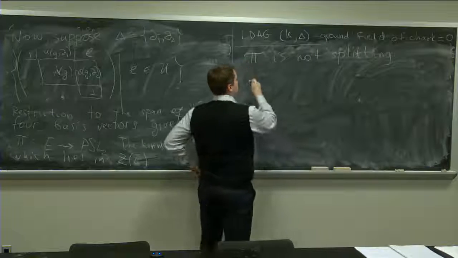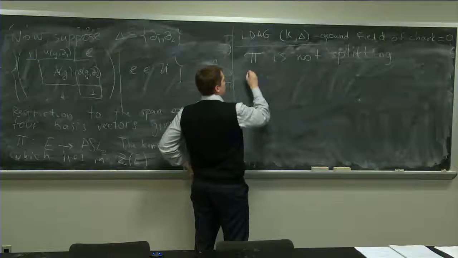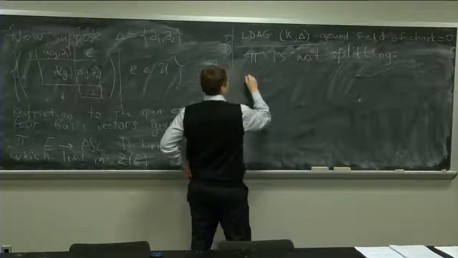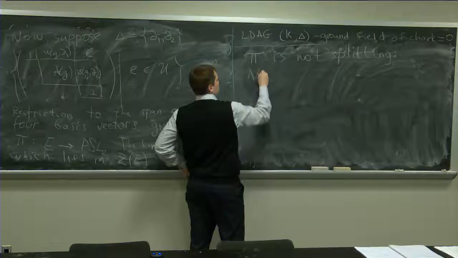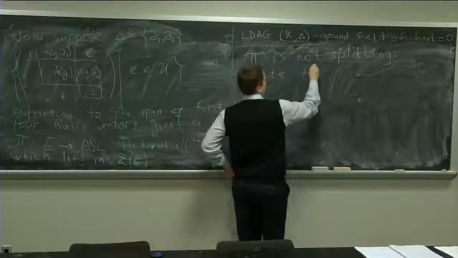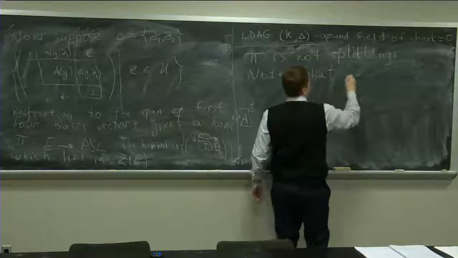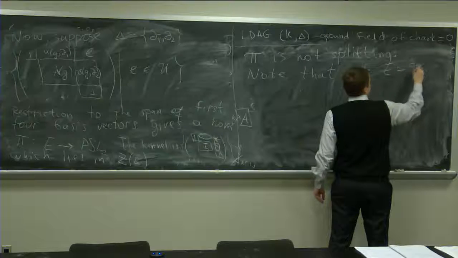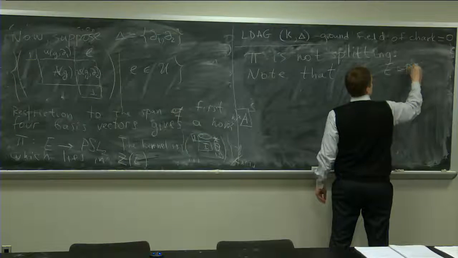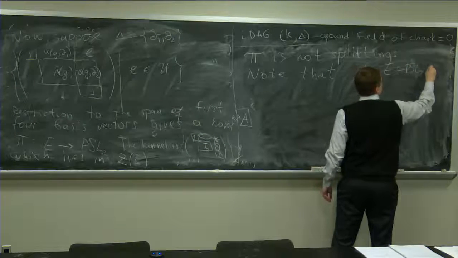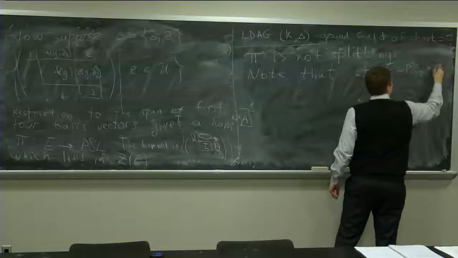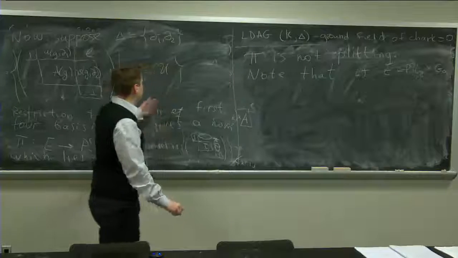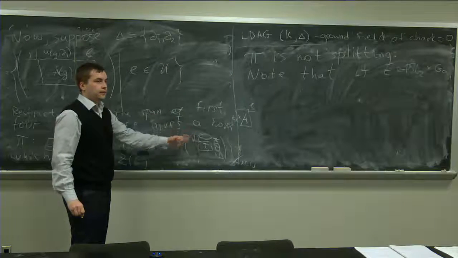Why? Because we know that if E is isomorphic to SL2 times GA, well, the kernel is isomorphic to GA.